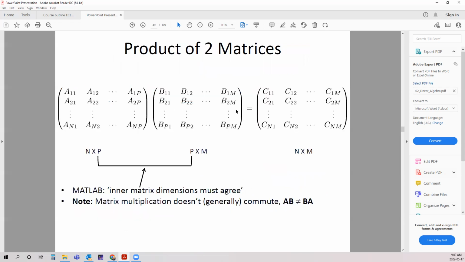Then we'll have A times B equals C. If we have n times p with p times m, then we'll have n times m. In MATLAB, the inner matrix dimensions must agree. Note, matrix multiplication doesn't generally commute: the product AB should not be equal to BA.